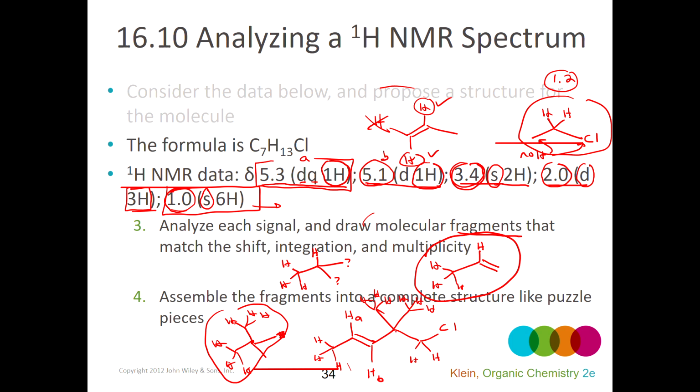HB matches really nicely with the data. It would be a doublet because there's nothing here to split it. It would be split by this one into a doublet. It has an integration of 1, and it's right in the area we would expect for a hydrogen that's bonded to a double bond.